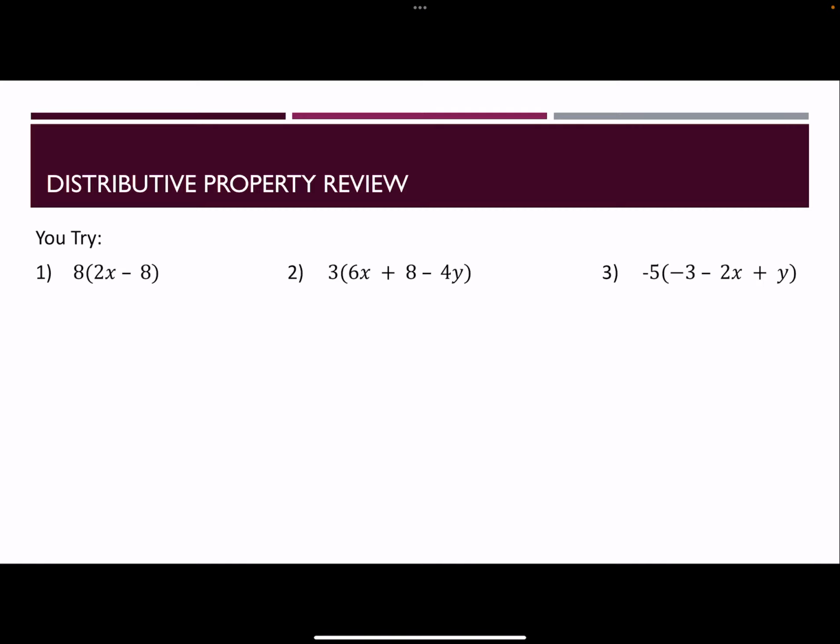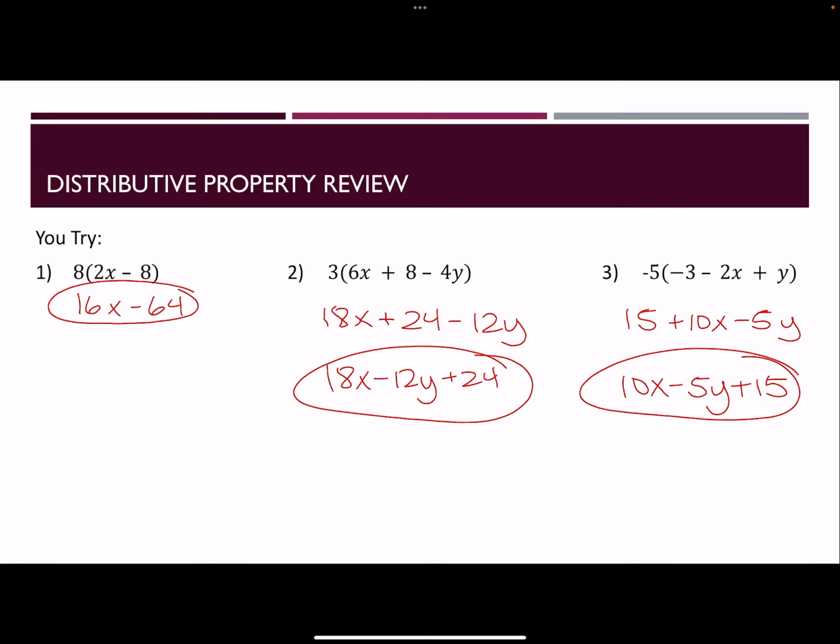Okay, so now that you tried these 3 problems, here are your answers. So check these. And remember, you're distributing, but then you're not just distributing, you're making sure that your answer is always, always, always going to be in standard form. So from this point on, every answer you write has to be in standard form.